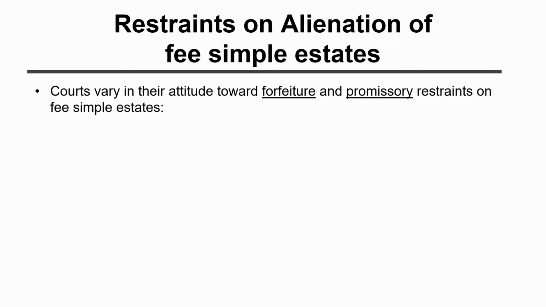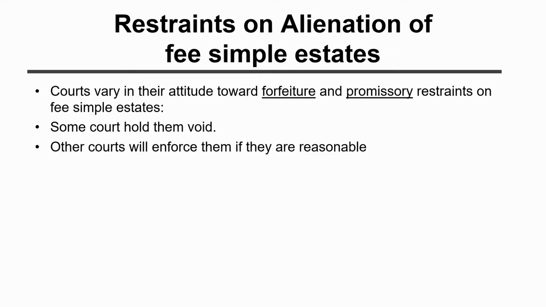Courts vary in their attitude toward forfeiture and promissory restraints on fee simple estates. Some courts, for example, say they're simply void, that it's impossible to restrain the alienation of a fee simple estate. The court won't allow it to happen. Other courts say, no, we will allow it to happen if the restraint on alienation is reasonable. And that means the court then has to decide whether a particular restraint on alienation is reasonable or not.